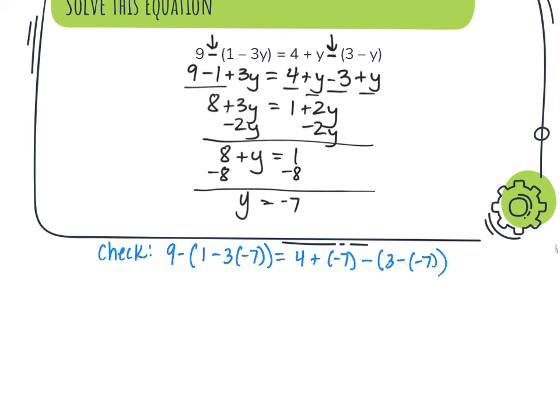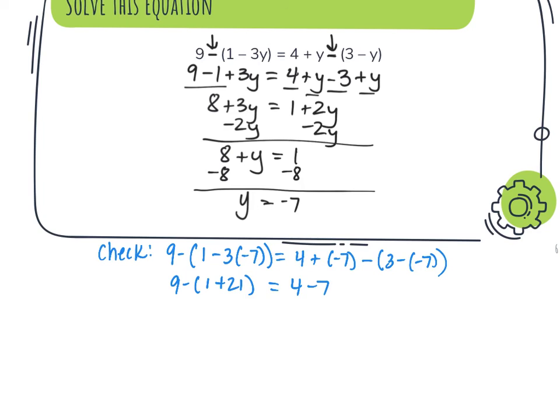Okay, so let's start simplifying. So order of operations would tell us to start simplifying inside our parentheses first, that P in PEMDAS. So we'll leave our 9 alone. And then inside this parentheses, we have some multiplication and subtraction. So we'll do the multiplication first. So we'll leave that 1 alone for now, but we're looking at -3 and -7 multiplied together, which will give us positive 21. And then on the other side, we're going to have 4, and I'm going to simplify this plus -7 to just be -7.